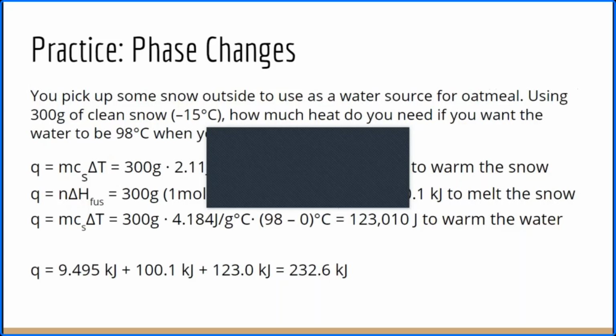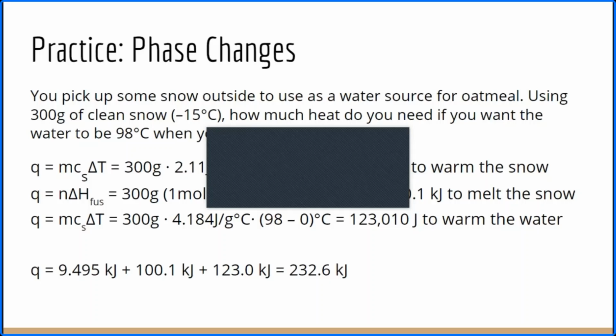Cool. So I've got it all written out here. I'll just go over the steps briefly to explain the first part. The heating up of the snow to its melting point is going to be the mass, which is 300 grams of snow, times that specific heat capacity, which is 2.11. And then the change in temperature is actually going to be a positive 15, because we have 0 degrees minus negative 15 degrees Celsius. And that's going to give us 9,495 joules to warm the snow up to its melting point.